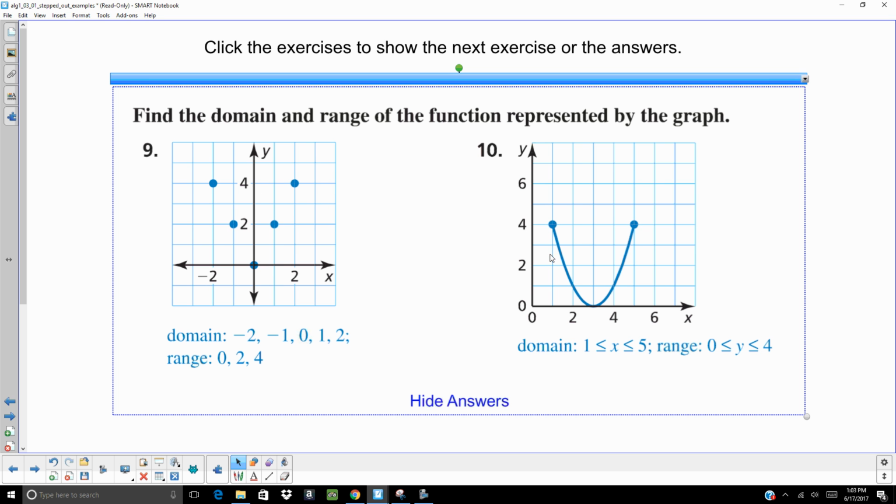On number 10, my domain is my x values. It's going from 1 to 5. I look along that axis. And then my range, my lowest y value is 0. My highest is 4. So my range is from 0 to 4.